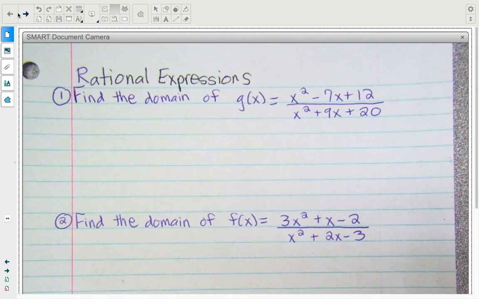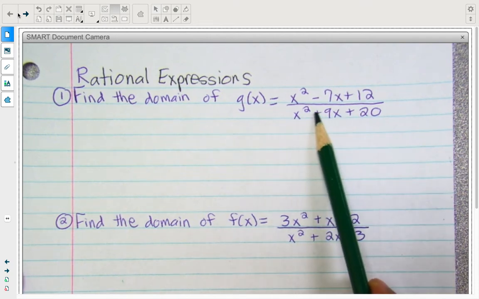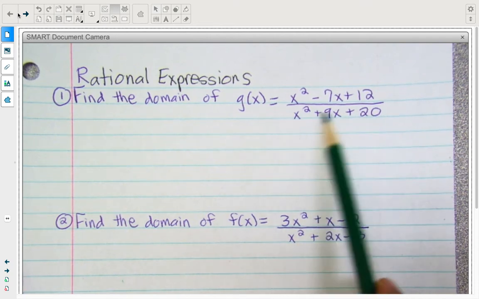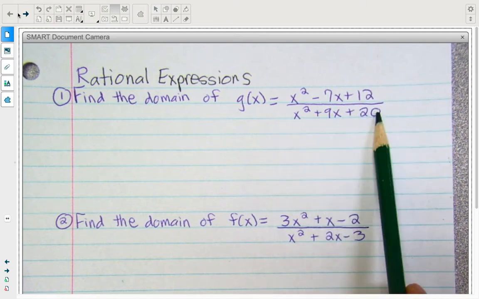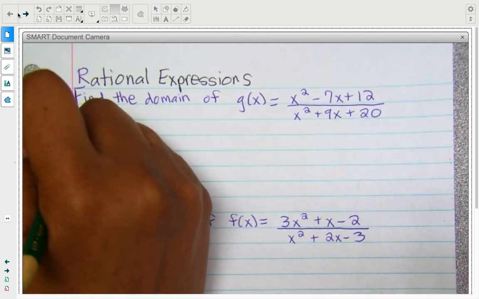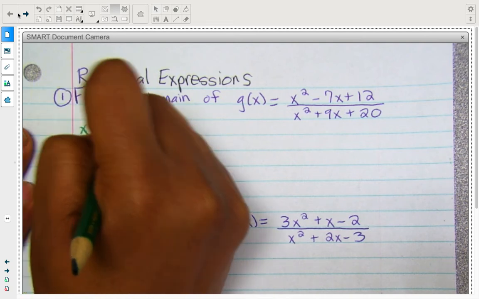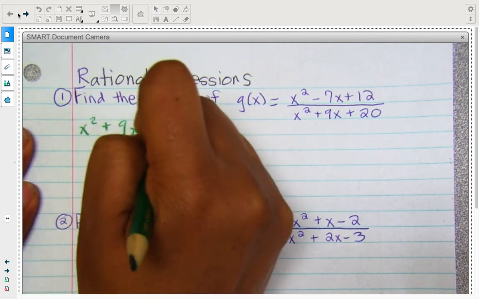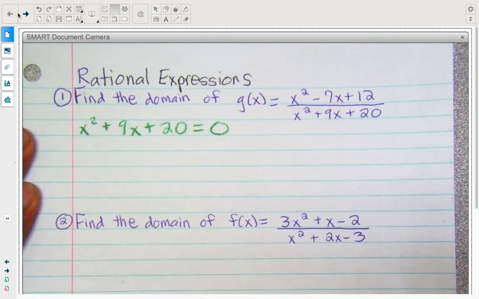My denominator for this first one is x squared plus 9x plus 20. To find what your domain is, take your denominator and set it equal to 0. So I'm writing in colored pencil here. Hopefully I don't mess up. But I'm going to take the denominator and set it equal to 0. So x squared plus 9x plus 20 equals 0.